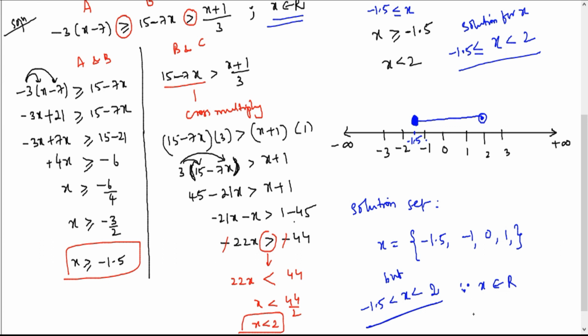You can also represent this as minus 1.5 comma 2. This is a closed bracket and this is an open bracket. So this is called a closed bracket where you include the value, and this is called an open bracket where you exclude the value. So this represents included values and this represents excluded values. This is how you can represent that x belongs to this set.